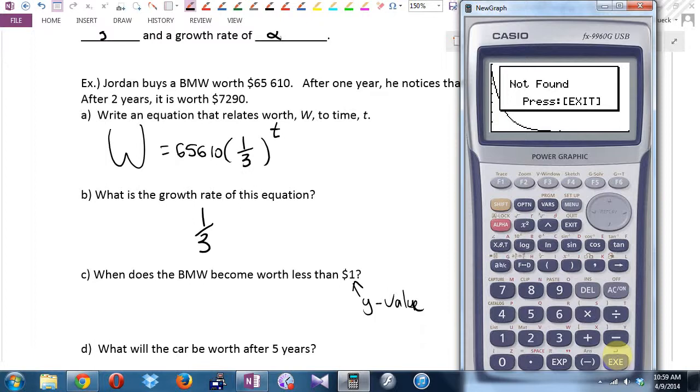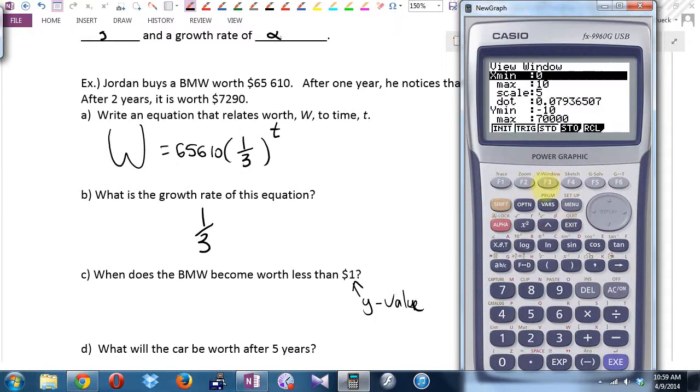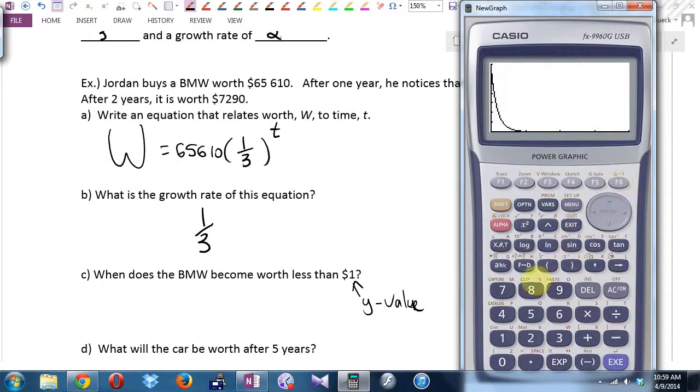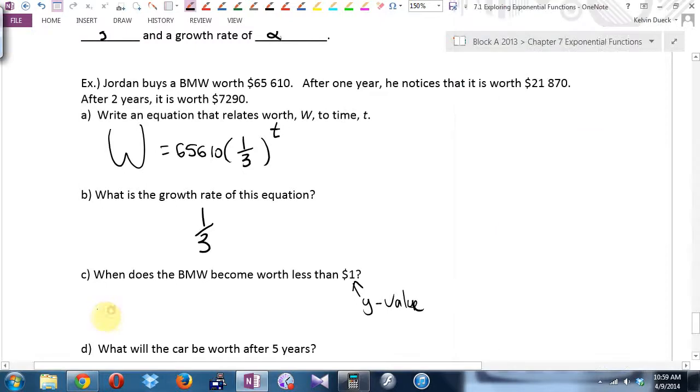I was wrong. It doesn't get there in the first 10 years. I thought the graph got to one by now, but I guess not. I need to change my view window. Maybe it takes 20 years. Your car isn't worthless after 10 years. It's still worth something. Let's try 20 years. G solve, $1. Ah, you know what? Just after 10 years, it becomes worth less than a buck. In year 10. That's a better answer, right? Sometime during year 10.